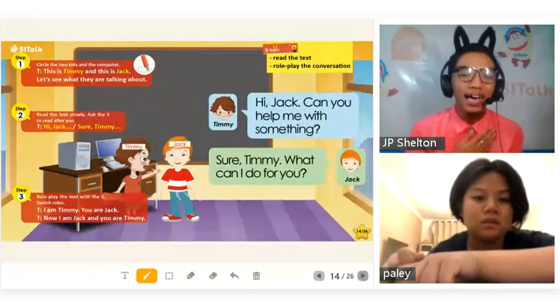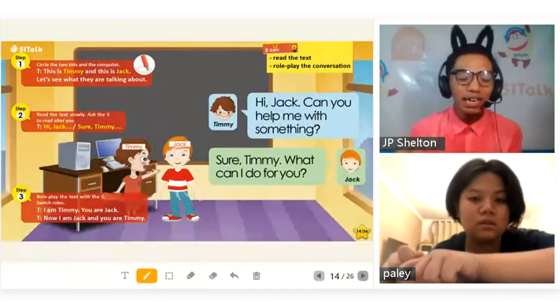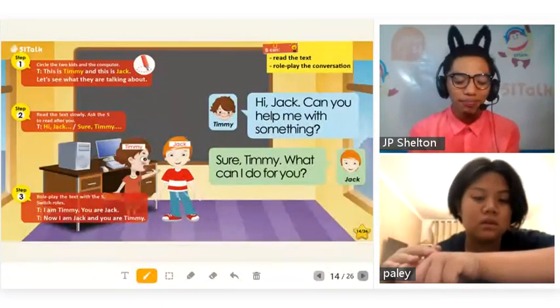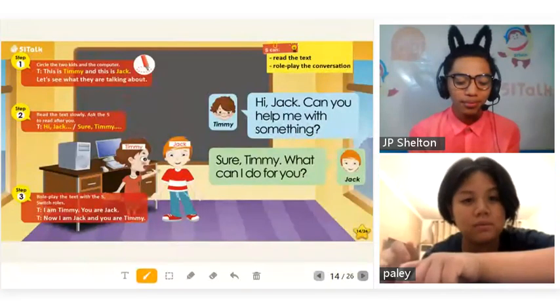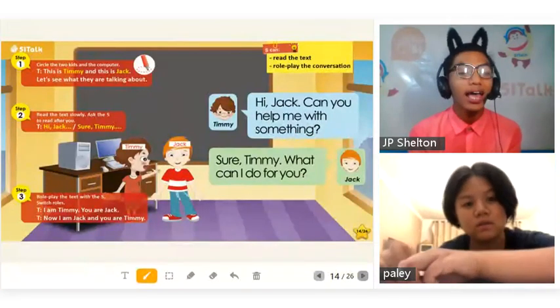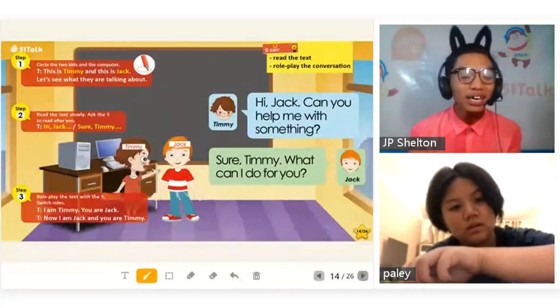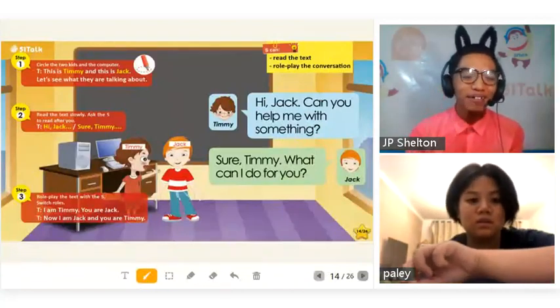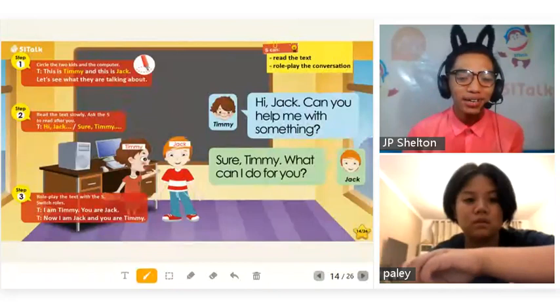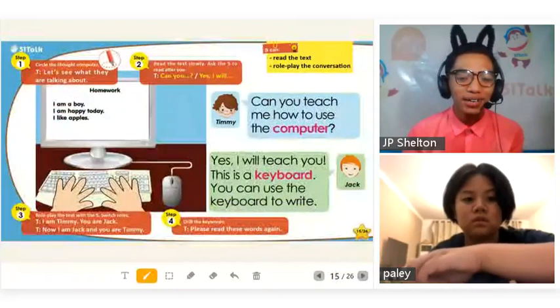So now I am Jack and you are Timmy. Please read first. Hi, Jack. Can you help me with something? Sure, Timmy. What can I do for you? Okay, very good. Great job. All right, so now let's go to the next page. Okay, let's see what they are talking about.